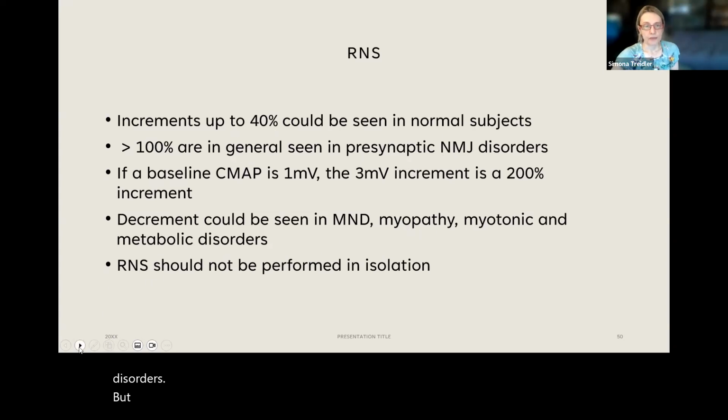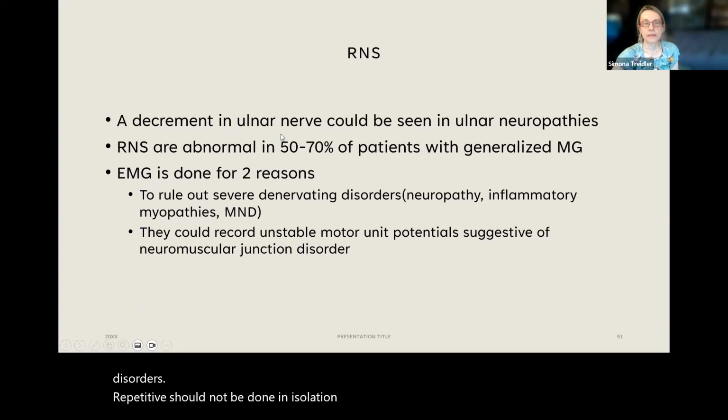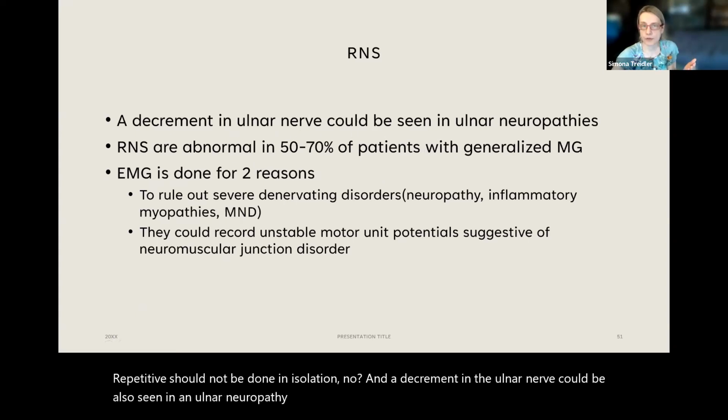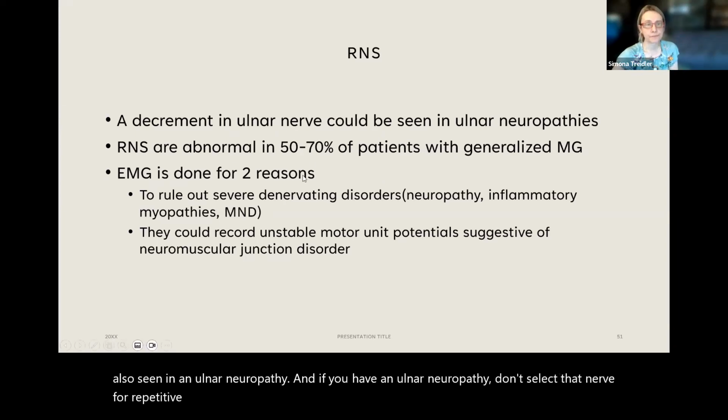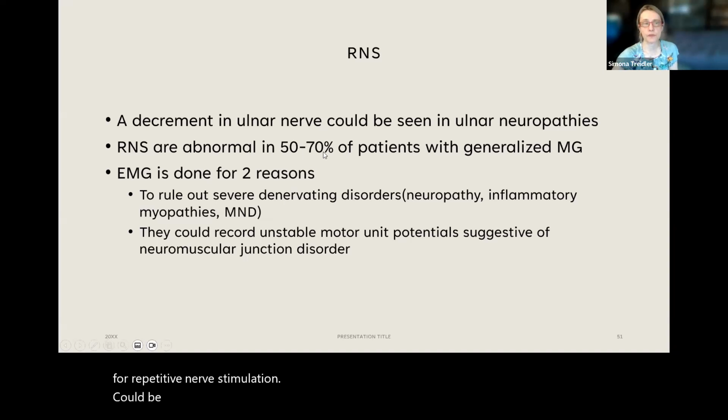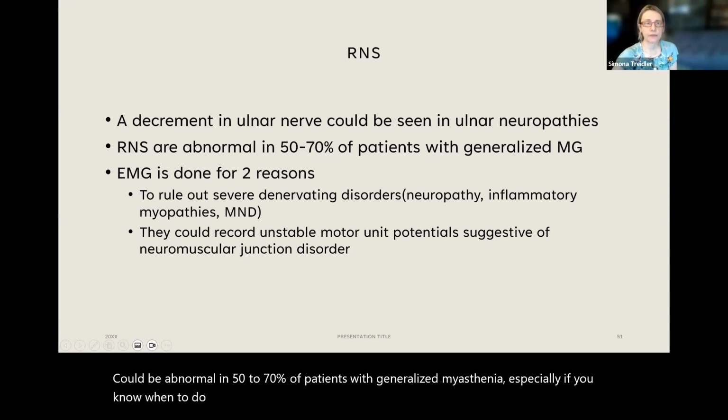Repetitive should not be done in isolation, no? And a decrement in the ulnar nerve could be also seen in an ulnar neuropathy. Then if you have an ulnar neuropathy, don't select that nerve for repetitive nerve stimulation. Could be abnormal in 50 to 70% of patients with generalized myasthenia, especially if you know when to do it and how to select the nerve to stimulate.